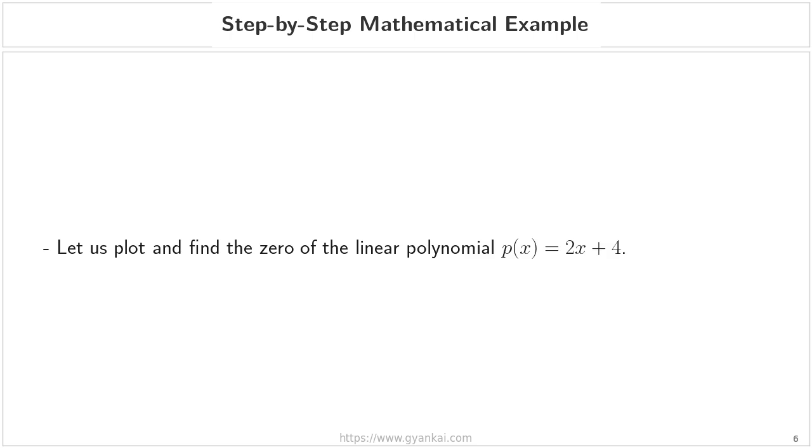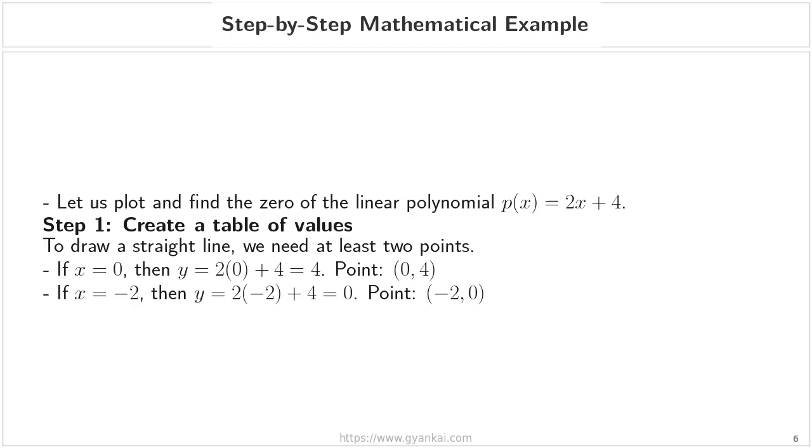Step-by-step mathematical example. Now that we have seen how the concept works with a real-world example of a gift card, let's move into a more formal mathematical demonstration. On this slide, we are going to work through a concrete example step-by-step to plot a polynomial and find its zero manually. Let's take the linear polynomial p of x equals 2x plus 4. Our goal is to plot this on a graph and identify its zero.